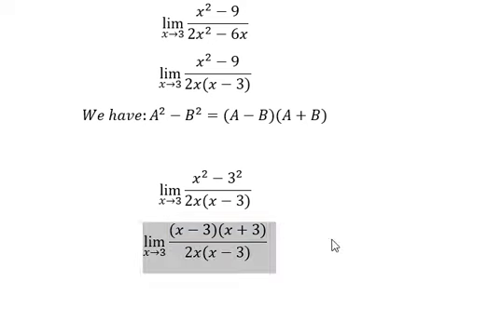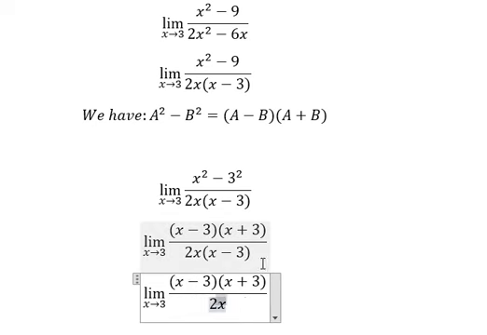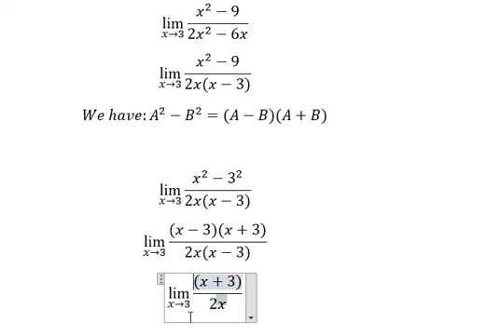Next, we need to simplify x minus 3 in the numerator and denominator. And now I can put number 3 here and here. And now we have the final answer.